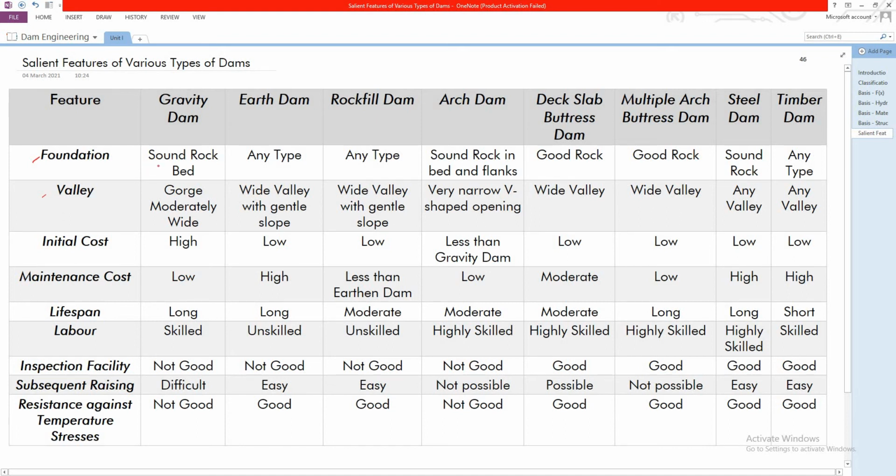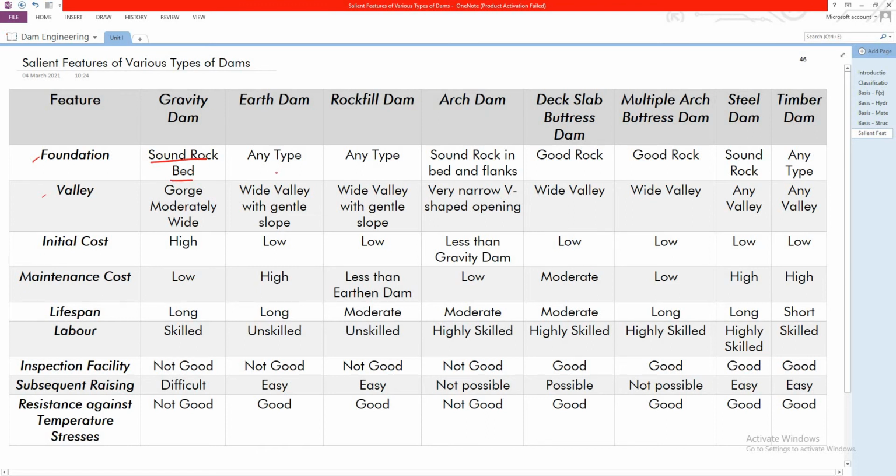So as we are saying gravity dam, the weight is so high, the stability of the dam is based on its self-weight, the gravity action. That's why obviously the weight is going to be high, and in order to sustain that much amount of weight, we need the foundation to be very good. That's why sound rock bed is required.